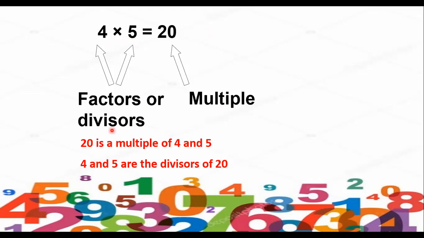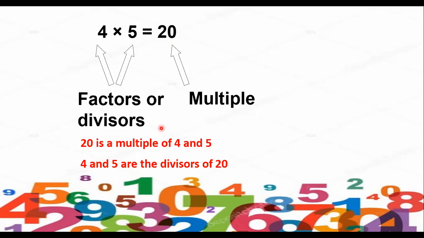So Miss, what is the meaning of the divisors? Divisors are small numbers multiplied together to give me the big numbers. For example, if I want to find the divisors of 20, I say in my mind, which numbers multiplied together give me 20? They are 1 and 20, 2 and 10, 4 and 5. They are multiplied together to give me 20. So these are the factors or the divisors of 20.